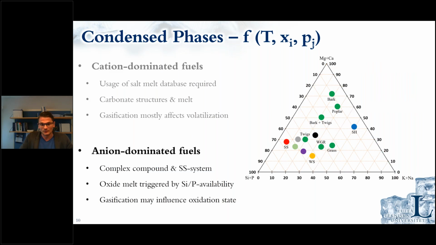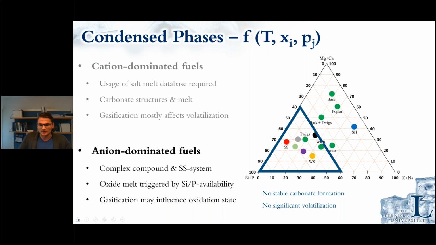On the other hand, we have anion-dominated fuels, which create a more complex system and a very complex solid solution system as well. They can be found more or less in this corner. The triangles I put in here are more or less approximations of the areas. And you can see that a lot of fuels we have in here are actually in the anion-dominated fuel region.